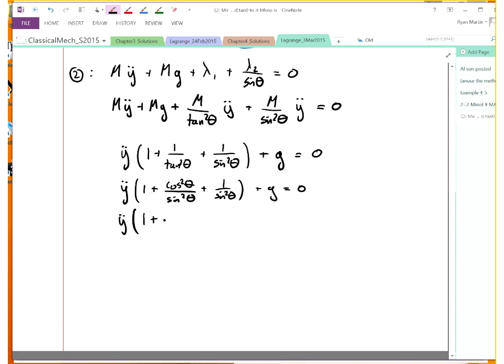Right. So I have y double dot. So I was saying it's convenient the last two terms are already on the same denominator, right? So then it's 1 plus, I can add the two terms together. I have cos squared theta plus 1, all of that over sine squared theta, plus g equals 0.